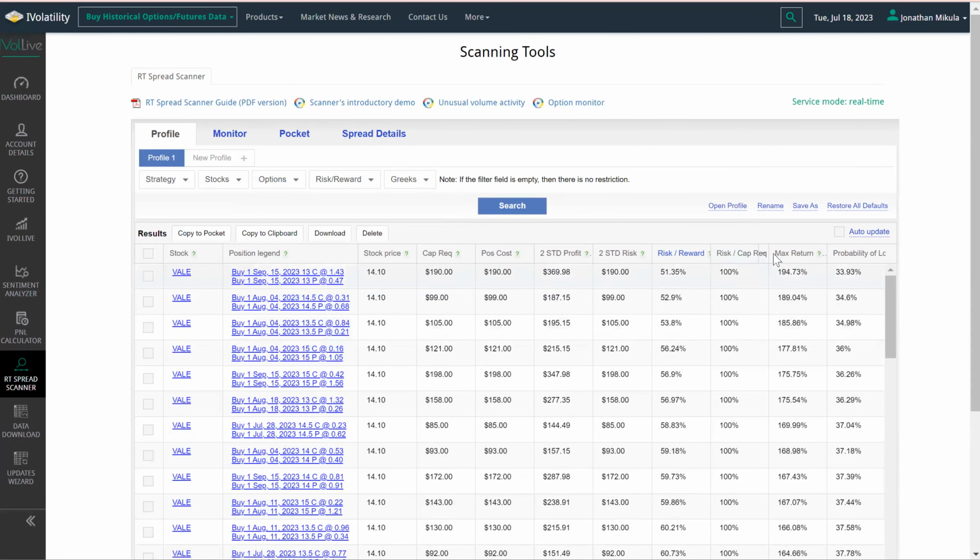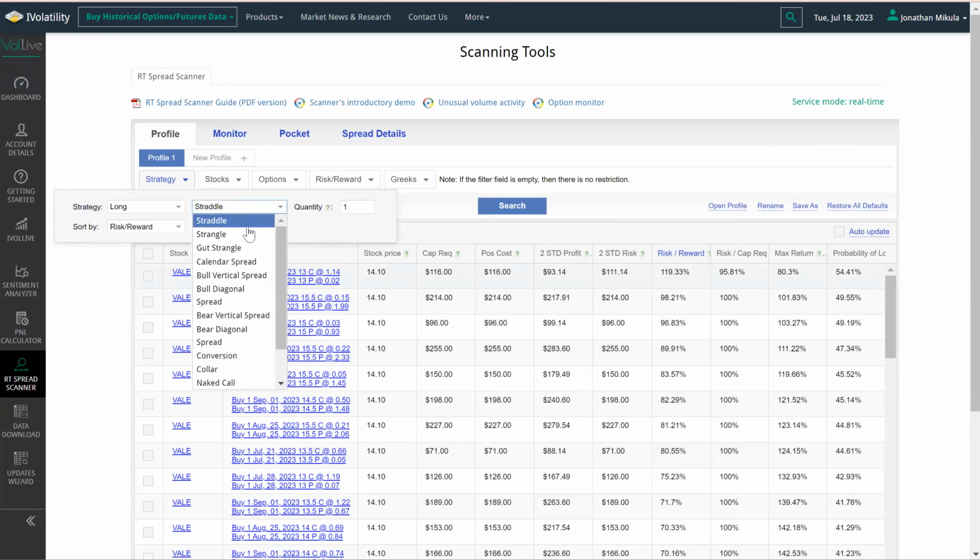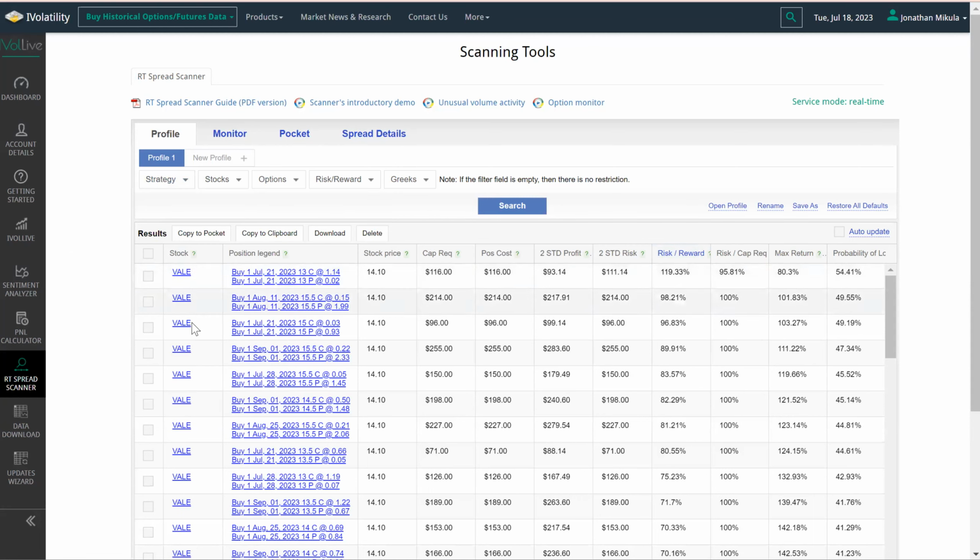And here we go. From here, I could sort by max return. I could sort by risk reward, depending on what I'm looking for. And it's going to give me these different scenarios that I could do. And that's a straddle. In our webinar on the real-time spread scanner, we covered all of these different strategies, from calendar spreads to diagonals to conversions to collars. So again, I don't want to go into the weeds, but when I have a trading theory where this thing's going to go higher or lower, one of my favorite things to do after I analyze a single leg trade is I like to come here to the real-time spread scanner and have some fun within this field.